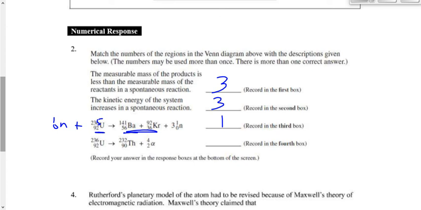And the last one, this is just alpha decay, so this is going to be number 4, neither one of fission or fusion. Now, let's go back to this one for a second.